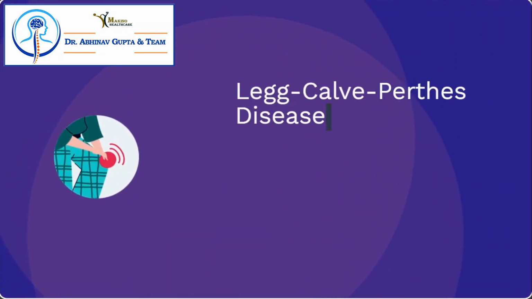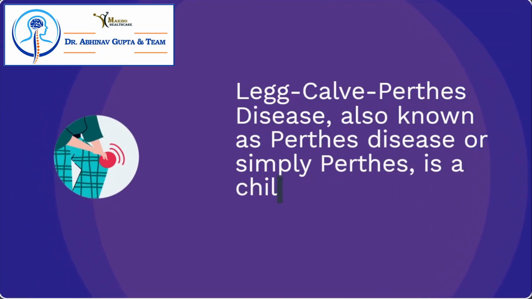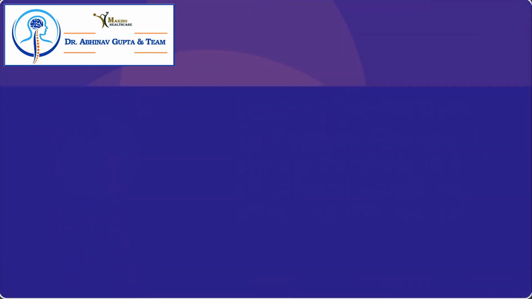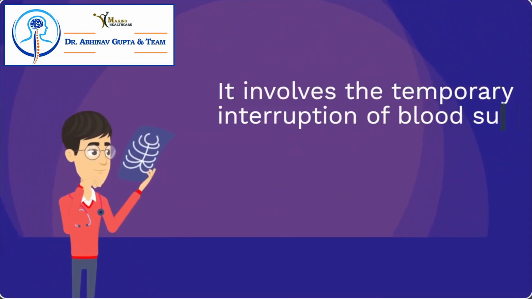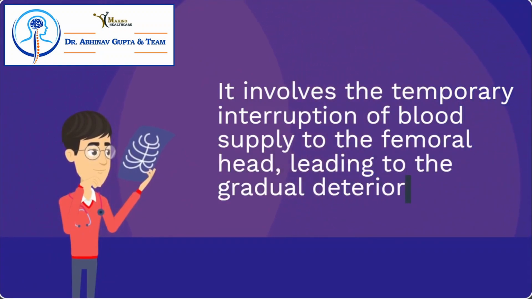Legg-Calve-Perthes disease, also known as Perthes disease or simply Perthes, is a childhood condition affecting the hip joint. It involves the temporary interruption of blood supply to the femoral head, leading to the gradual deterioration of the bone.